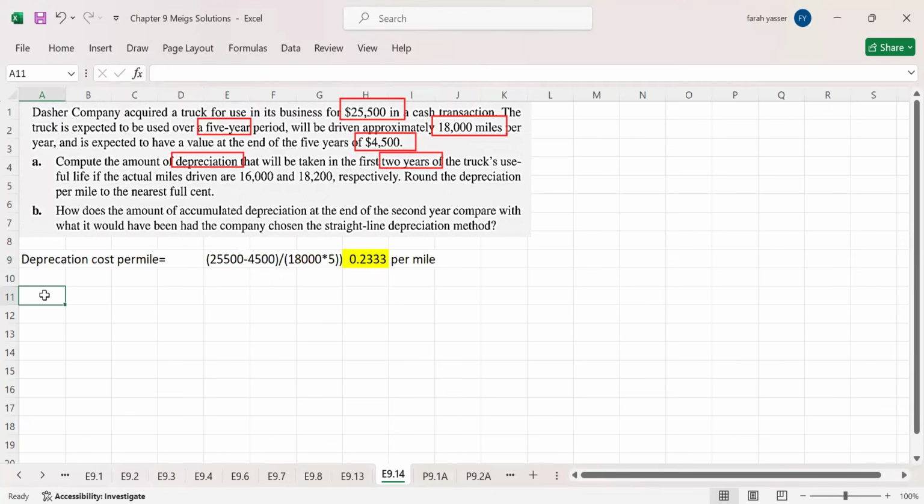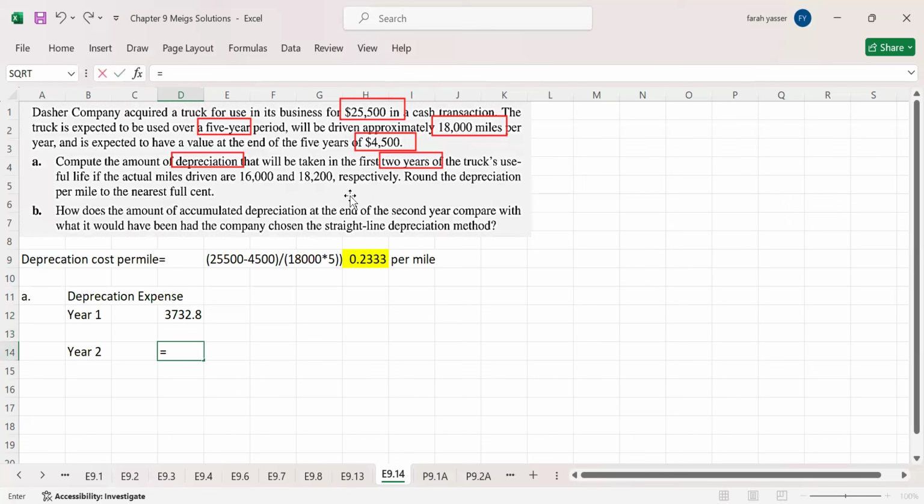So requirement A is depreciation expense for year 1 and year 2. Now, the miles driven in the first year are 16,000 and in the second year 18,200. So for the first year we are going to multiply this 16,000 by the cost per mile, which we have calculated, 0.2333. So this is the depreciation for the first year.